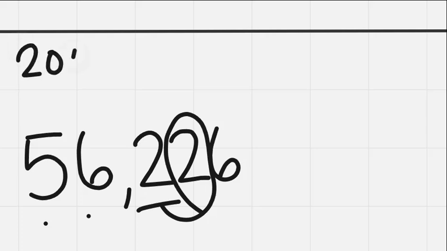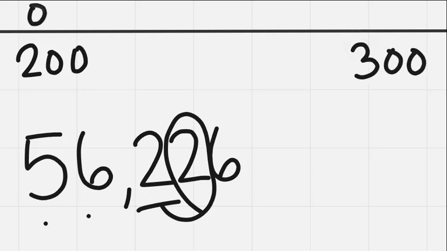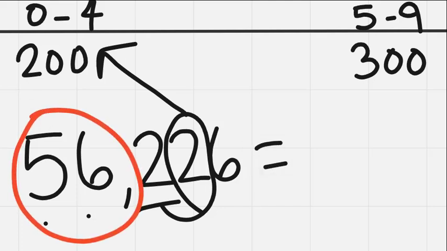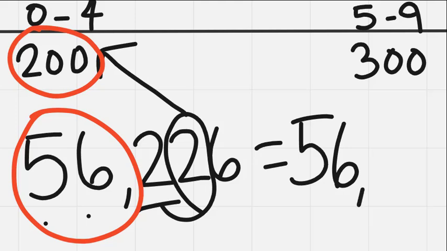It is between 200 and 300. If you remember, 0 to 4 goes down, 5 to 9 goes up. The 2 is the one that will tell us how to round. The 2 tells 226 to round down to 200. When we write our answer, we'll write 56,200. We'll get 56,000 from the original problem, and then 200 because the 2 tells 226 to round down. Be sure to check your work.